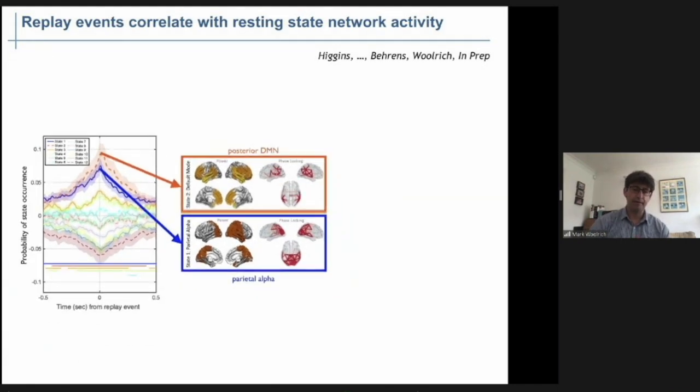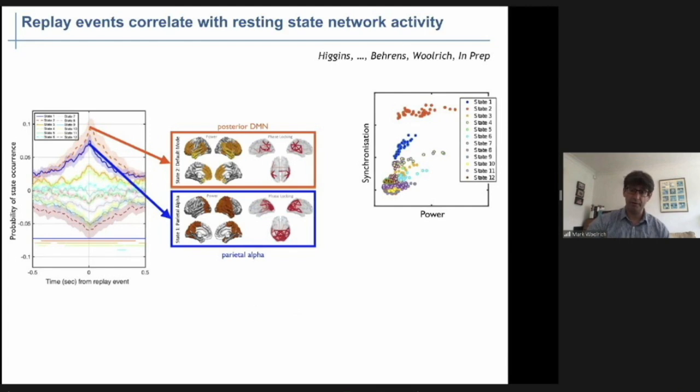But they also can be distinguished via some other phenomenon. For example, the extent to which they exhibit network synchronization. So here we're summarizing the amount of synchronization across the functional brain networks that we can infer for these two states. And they both stand out, particularly the posterior DMN. It shows a large amount of synchronization.